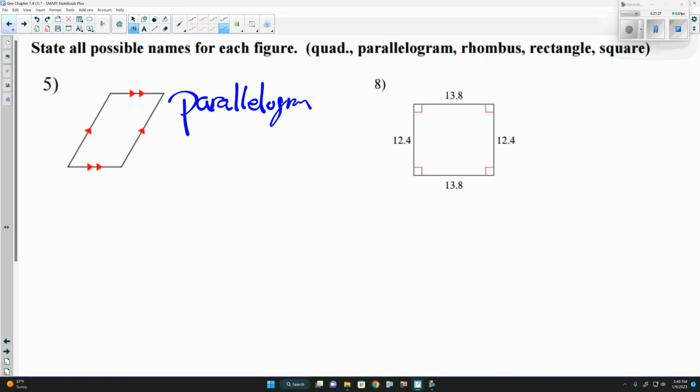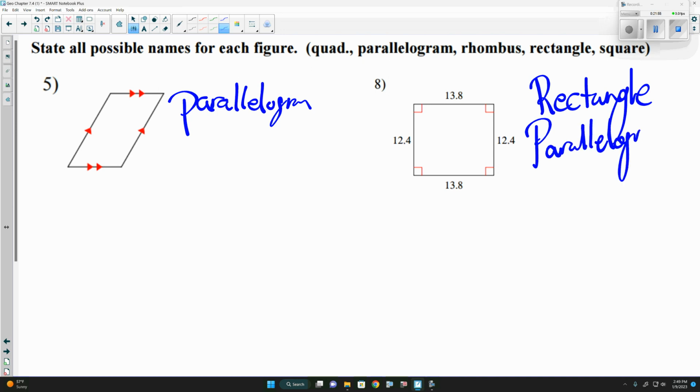Yep, let's do 8. What is 8? Rectangle, because we do have 4 right angles, yes? Can we say it's a rhombus? No. Rhombus has what? Are all 4 sides congruent? No. It is a parallelogram, and it is a quadrilateral. Questions on this here? We ready for the last 2?